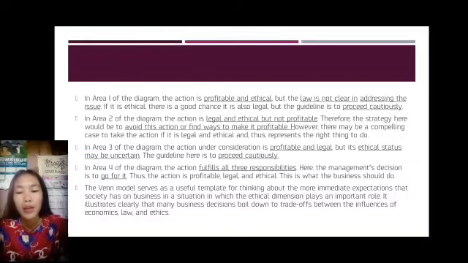And area number 3, the action under consideration is profitable and legal, but its ethical status may be uncertain. The guidance here is to proceed cautiously.